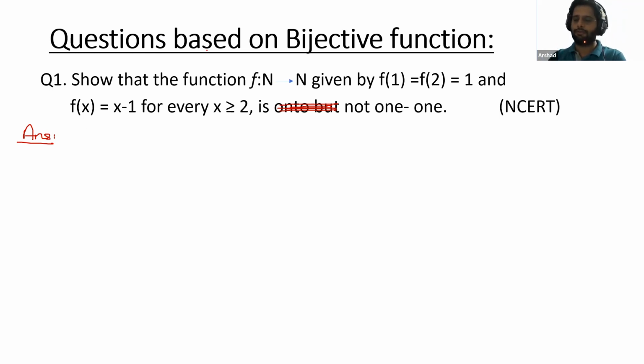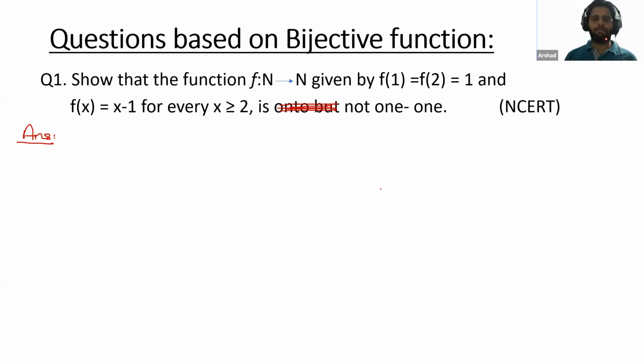Please raise your hands if this is done. Okay, Atif, this is done.